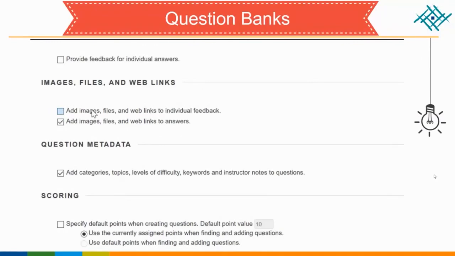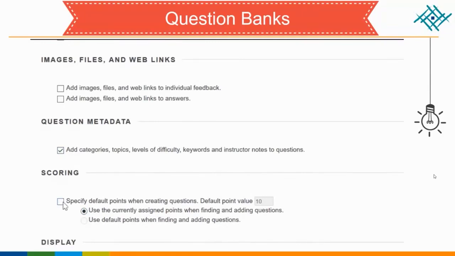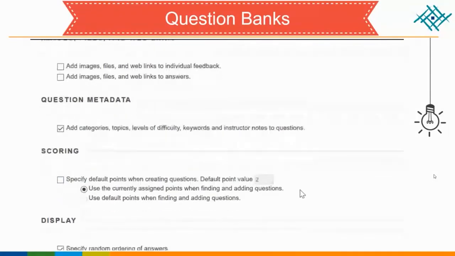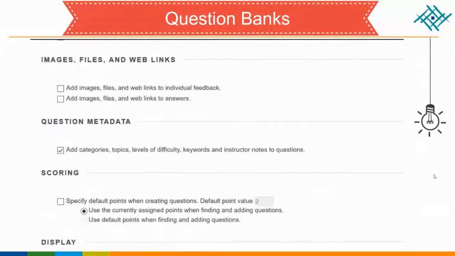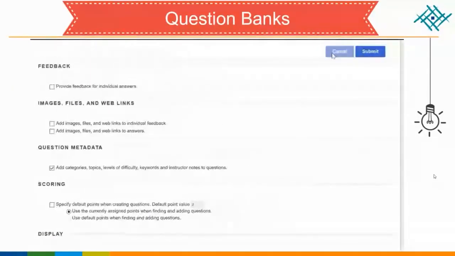Or if we want to include that for feedback, we can add that here. Similarly, if we want to include or not include metadata, we can have this box checked. If we want to set a default point value for questions, we can enter that here and check this box. It was 2. And then we can change some display options here. So we'll leave this at sort of the default settings.